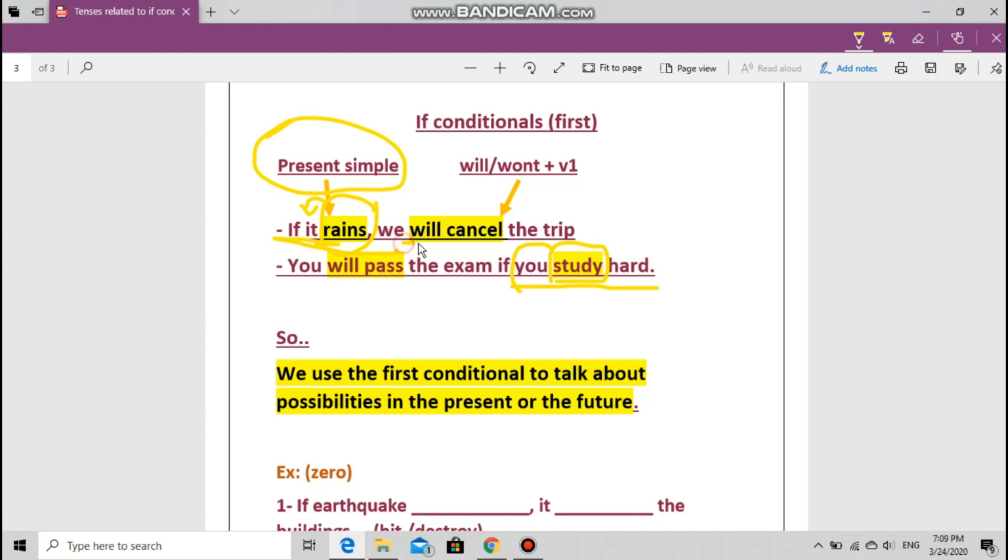Okay. We will cancel the trip. This is the result, the main clause. And if you can see, there is a will. So to form the result, you have to use will or will not plus verb number one.